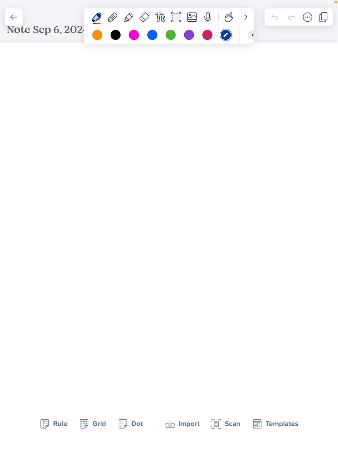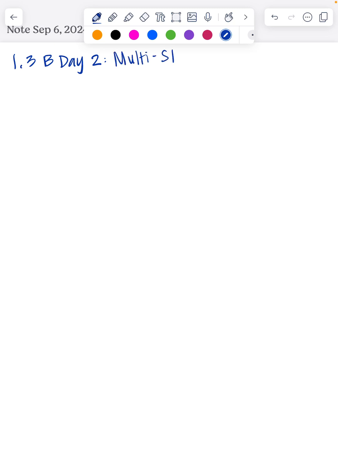Okay, today's notes are going to be 1.3b, day 2. We are still solving and graphing multi-step inequalities. These particular problems are what you're going to see in level 3 of the test. So these are only slightly more complex than the problems we did yesterday. Those were level 2 problems.